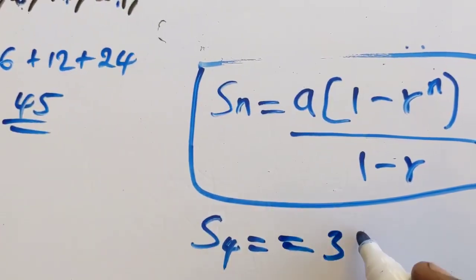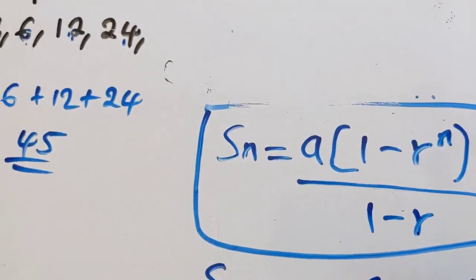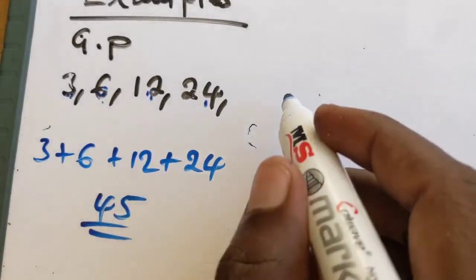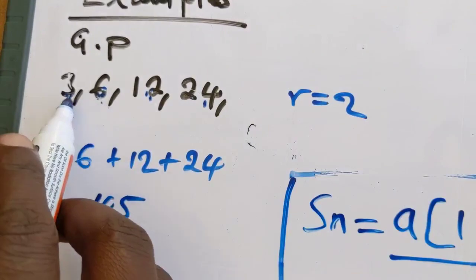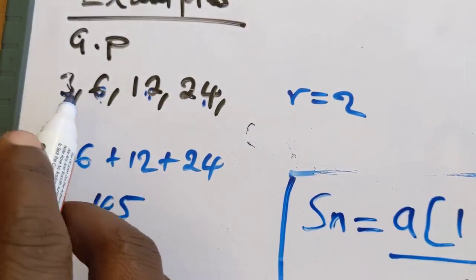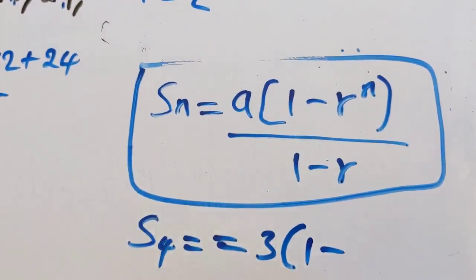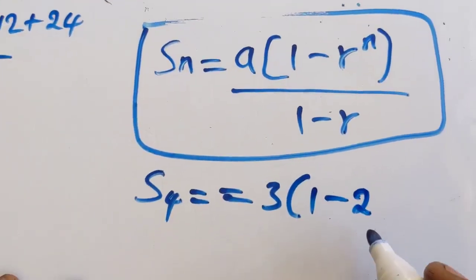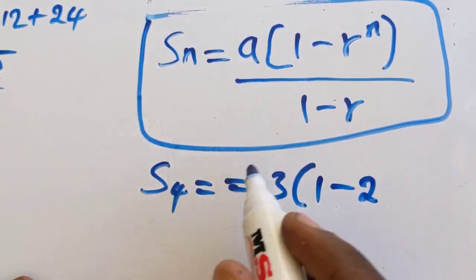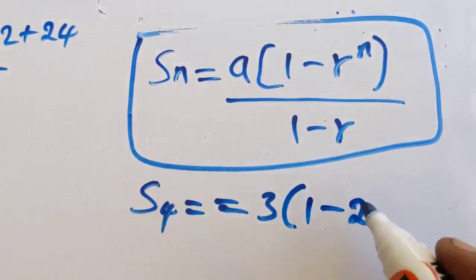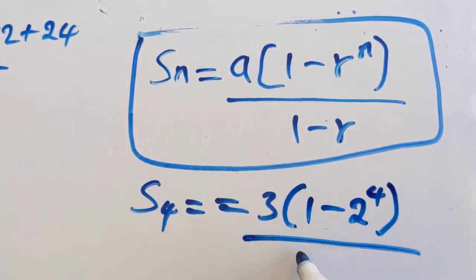It is 3, like that. Then you open the bracket, 1 minus, what is R? So R here, we said that R is equal to 2. We found 2, 6 divided by 3, that is 2. So here we just put 2, like that. Now number of terms, this is 4. So n is the number of terms, so we just put power 4, like that.